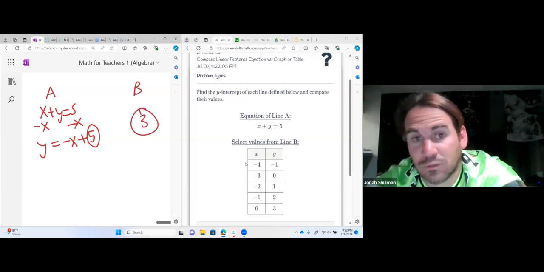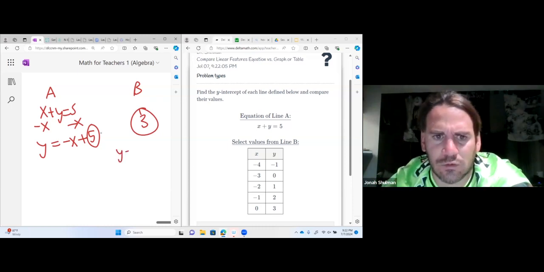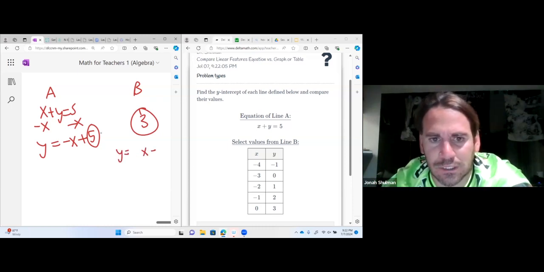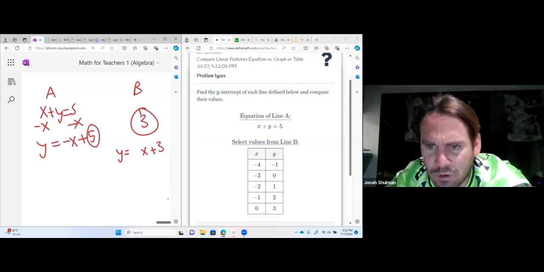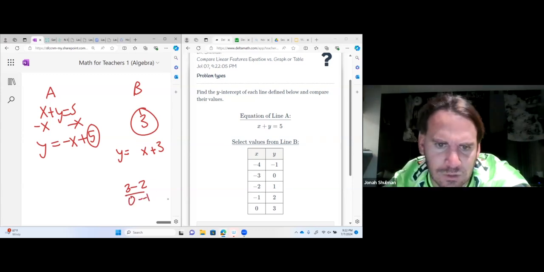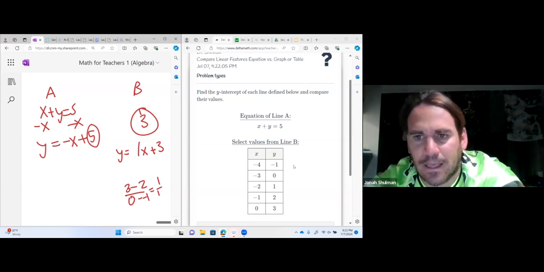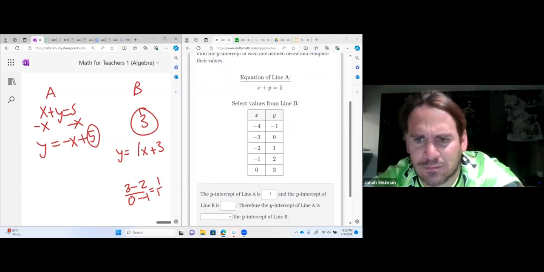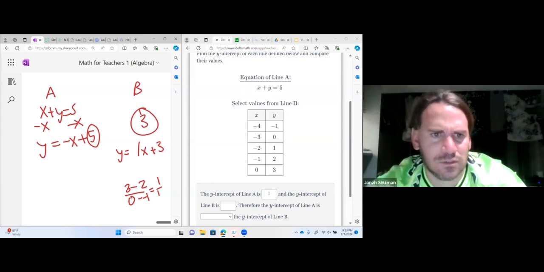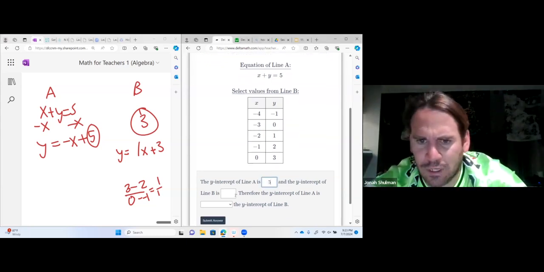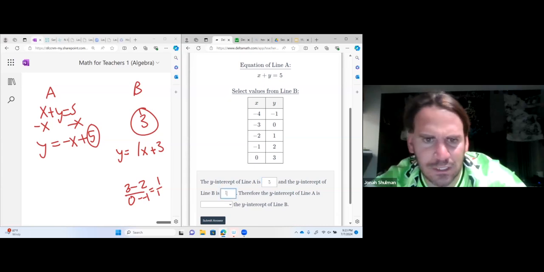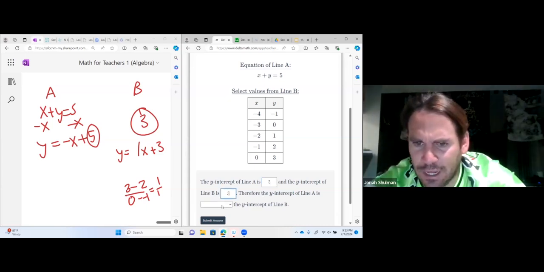If we wanted to graph this one, we can. y equals blank x plus 3. And to get this, we just need the slope. So 3 minus 2 over 0 minus negative 1. So this is 1 over 1. So it's just 1x plus 3. And those are the two lines. So the y-intercept of A is positive 5. The y-intercept of B is positive 3. Therefore, A is greater than.